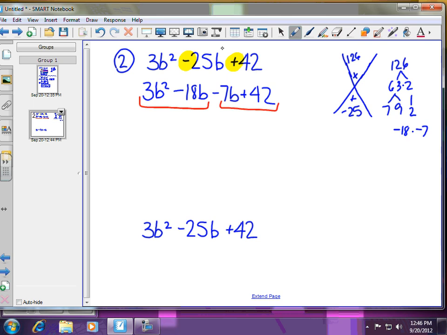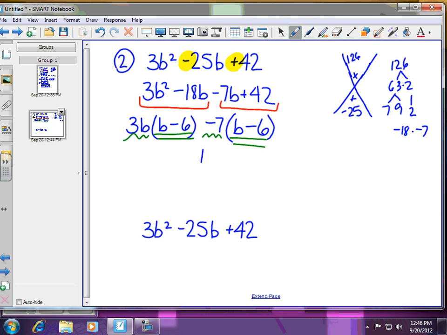Okay, you got to be careful with the negative there. Let's deal with this first. 3b, I'm left with b minus 6. Then minus 7 is going to give me a b minus 6 again. Okay, so my factors then, I'm going to have these twins, and then I'm going to have these little leftover guys that go together. And so I'm going to get b minus 6 and 3b minus 7. Okay, so there's one way to do it.